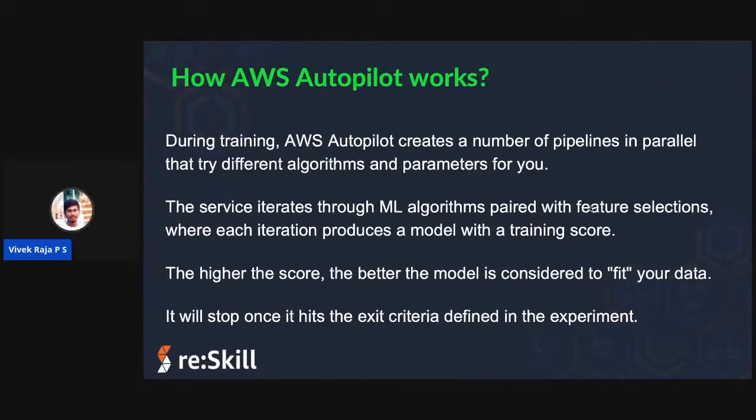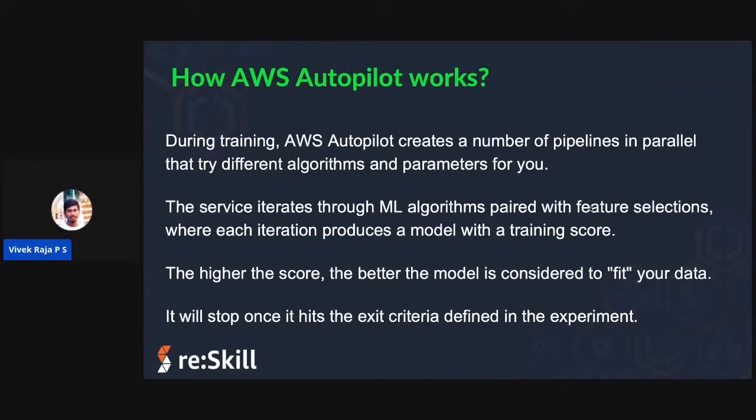So during training, AWS SageMaker Autopilot creates a lot of pipelines in parallel to try different algorithms. As I said, it has a pool of more than 100 to 200 plus models that can be trained and evaluated in parallel.